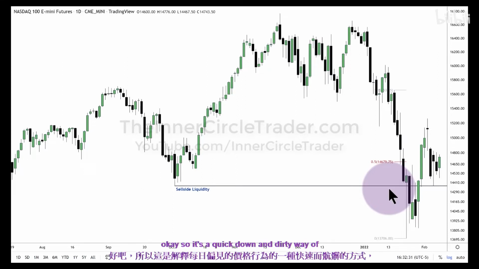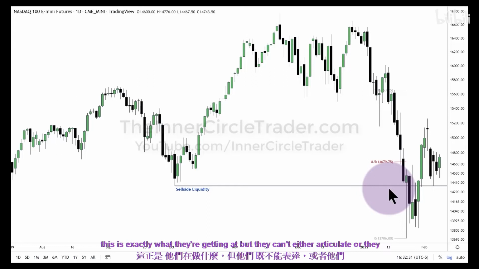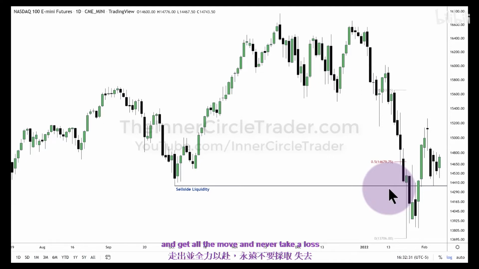Okay? So it's a quick, down and dirty way of interpreting price action for a daily bias, but the folks that I've taught that are hung up on daily bias, really what they're trying to say is, and this is exactly what they're getting at, but they can't either articulate it or they just won't be honest with it, what they want is: tell me how to get the high of the day when it's bearish and how to get out at the low and get all the move and never take a loss. And avoid when it's going to be a day that goes against me where I feel uncomfortable.